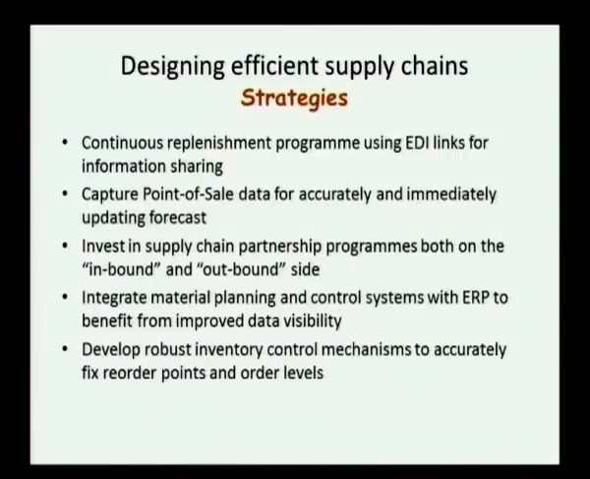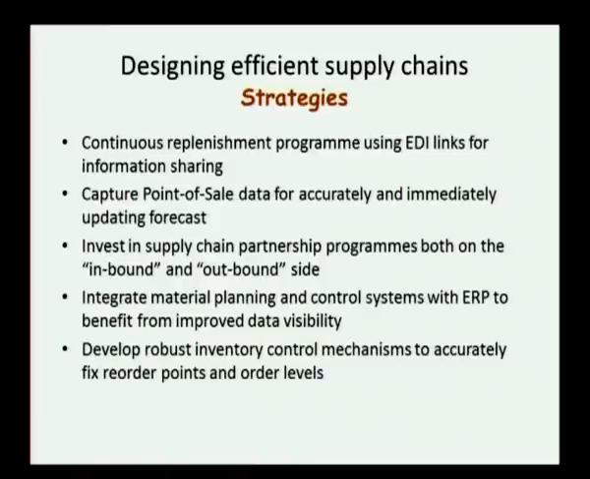We have also seen some ways by which we can classify products into functional and innovative, and we also mentioned that the efficient supply chain for functional products concentrates more on cost minimization, while the responsive supply chain for innovative products would concentrate a lot more on service and delivery. Now we will see some aspects of how we design efficient supply chains, or what are the things that go into creating an efficient supply chain.